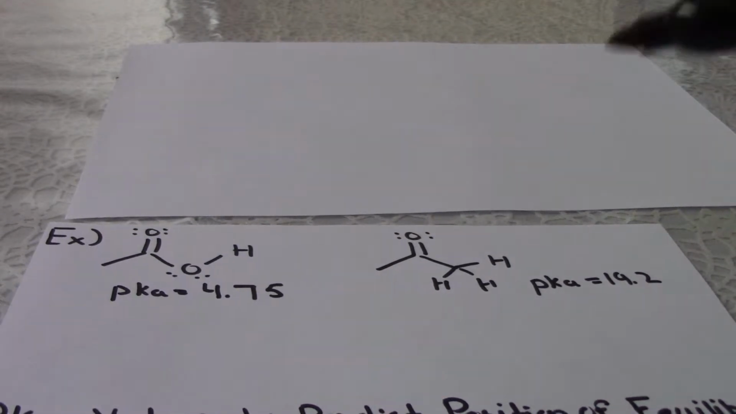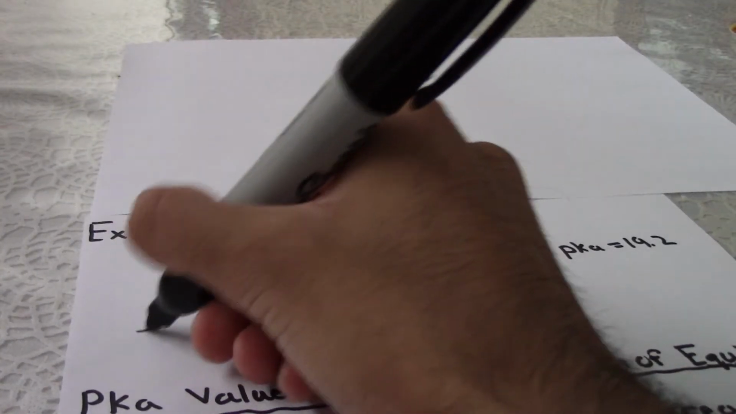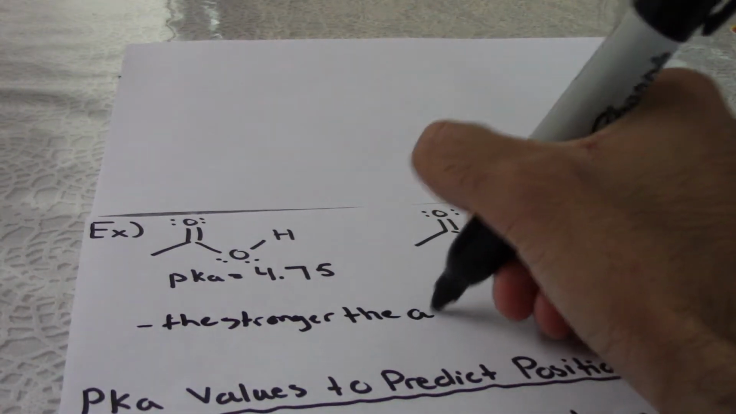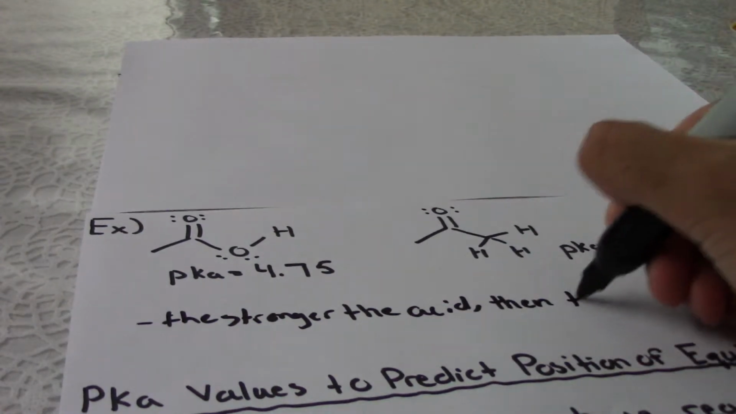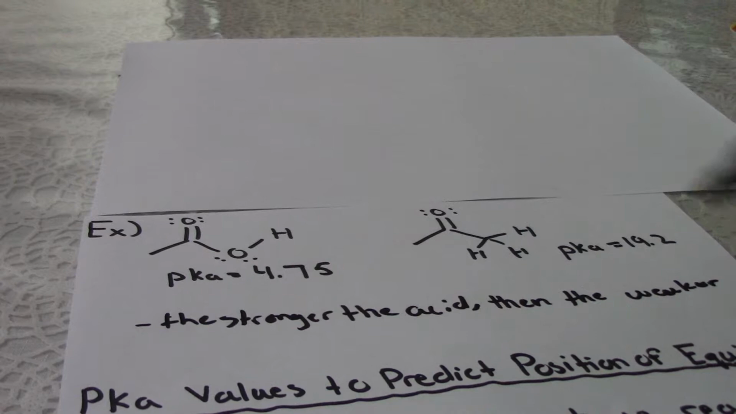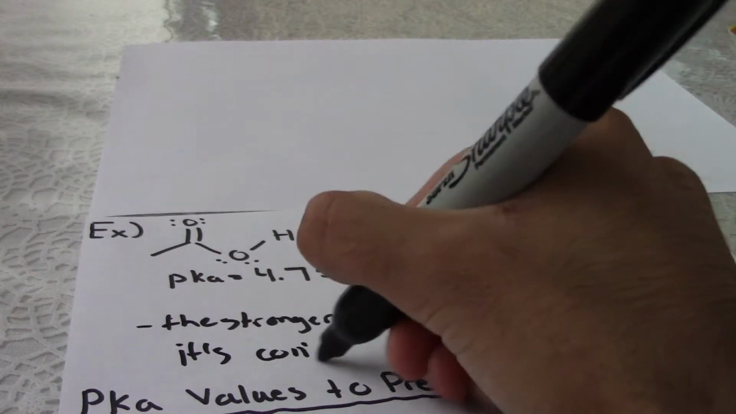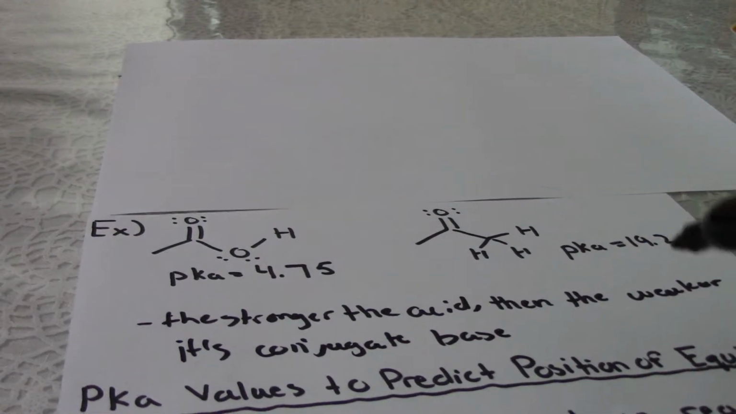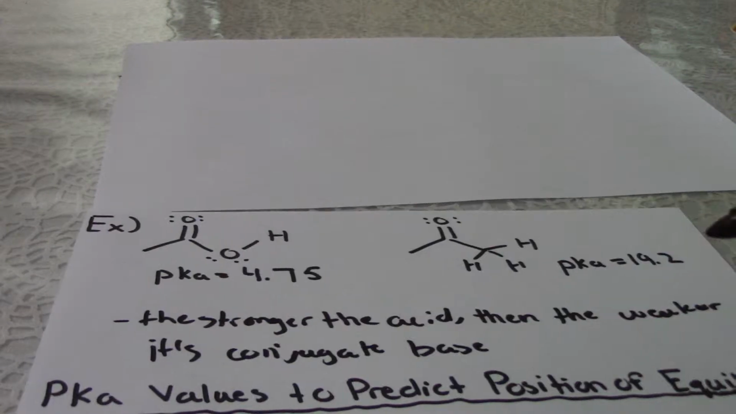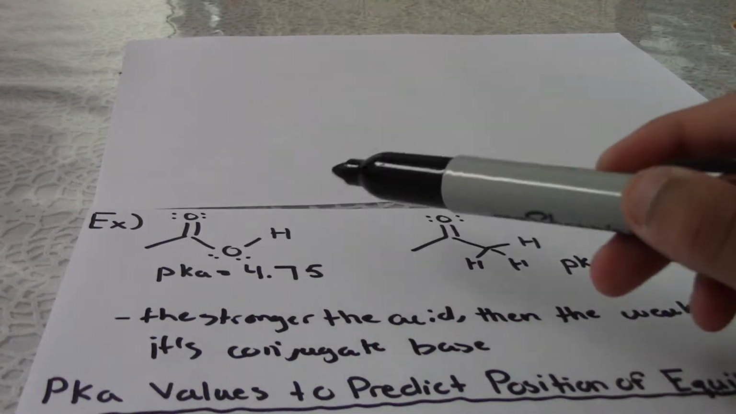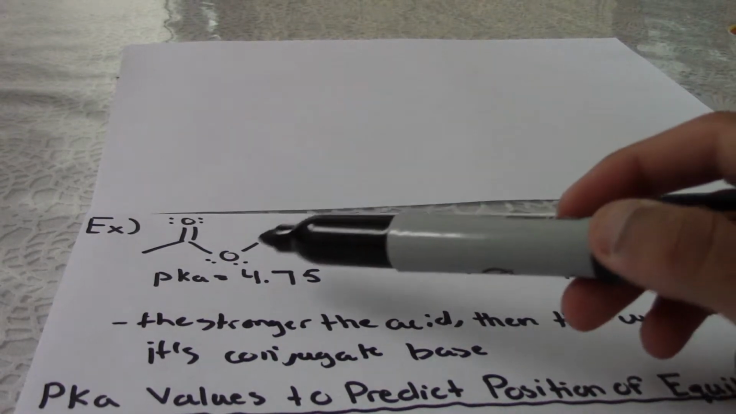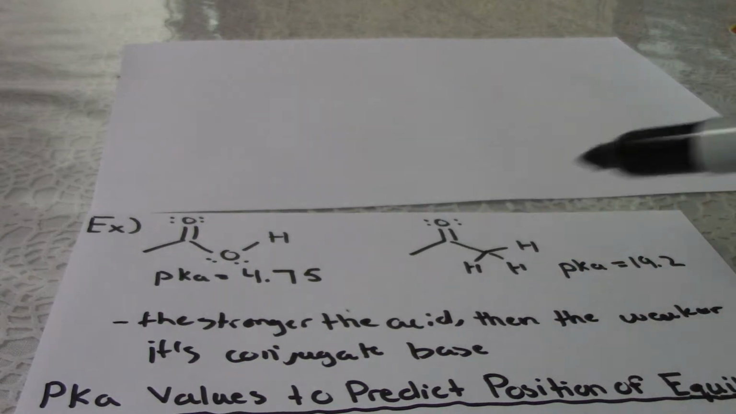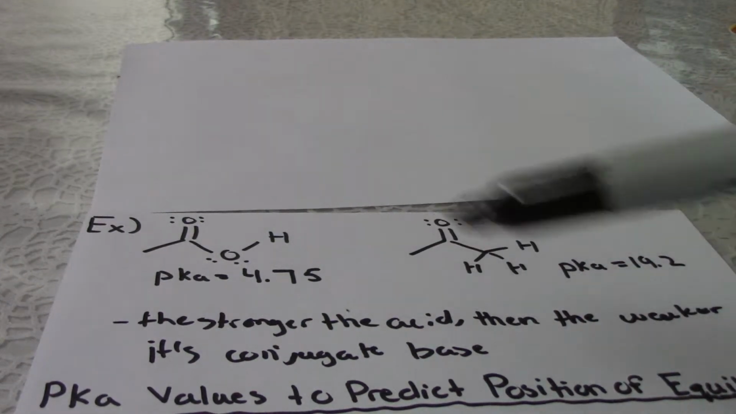What I'd like to remind you is that the stronger the acid, the weaker its conjugate base. That's the relation, and vice versa. If you have a weaker acid, then its conjugate base will be much stronger. Based on that, if we know that this is our stronger acid, which means it's more acidic because of its lower pKa, and this is the weaker acid, we know that this will produce a weaker conjugate base, and this will produce the stronger conjugate base because it comes from a weaker acid.